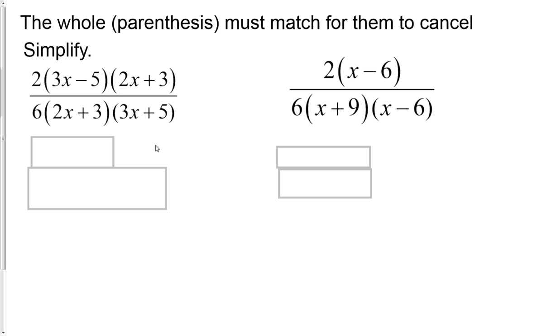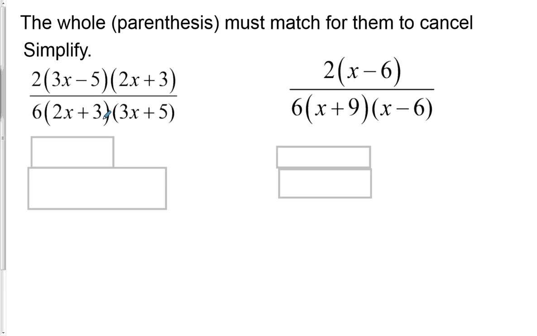Next up, we've got the same idea. 2 times 3x minus 5 times 2x plus 3 over 6 times 2x plus 3 times 3x plus 5. Now notice, we have some of these that look very similar but aren't the same. So starting off this time, we'll start with the numbers. 2 goes into 6 3 times.